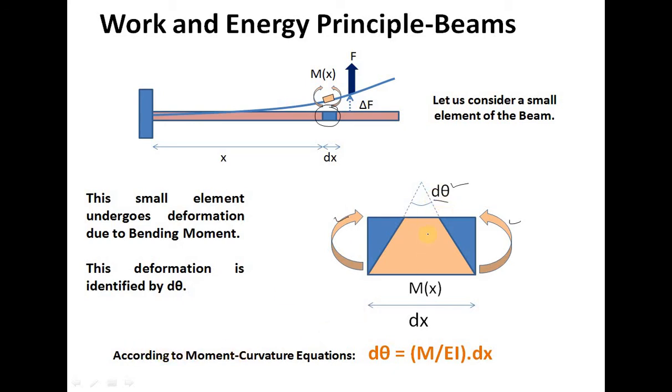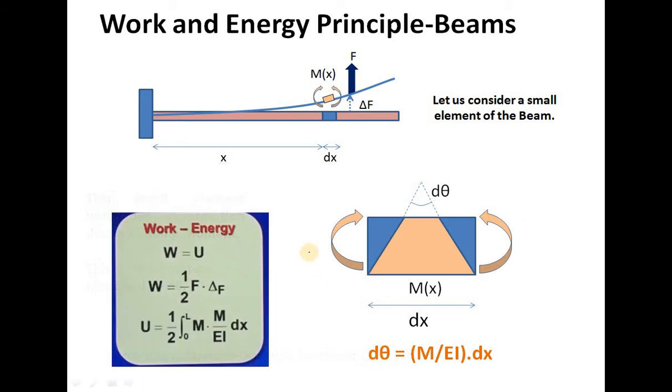Now according to the moment curvature equation, we can easily write d theta is equal to M by EI into dx. Here d theta is this included angle, M is the bending moment which is developed due to the external force, EI is the flexural rigidity of the beam, and dx is the length of this element. You can see here this length is dx, which is situated at a distance x from the fixed end.